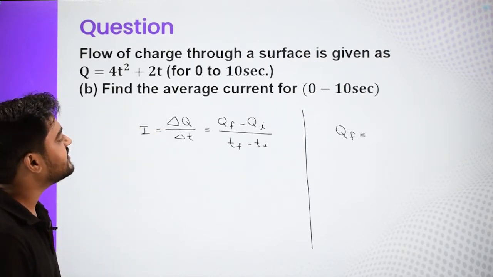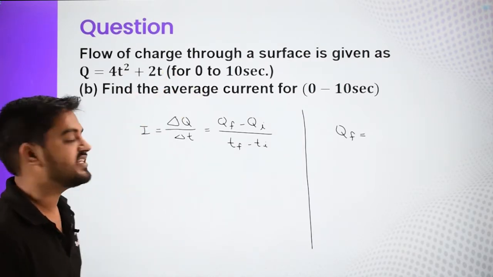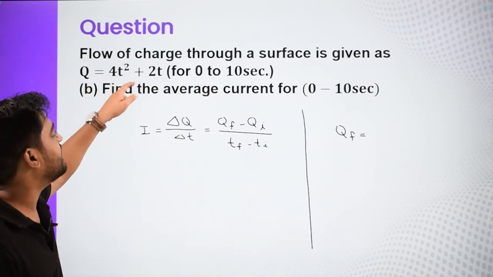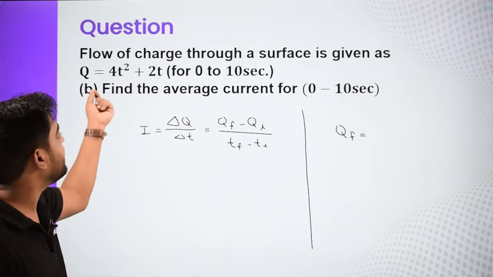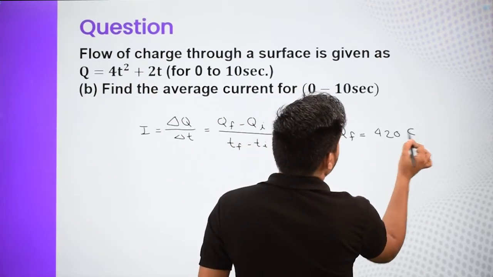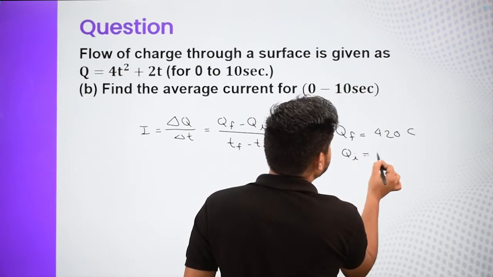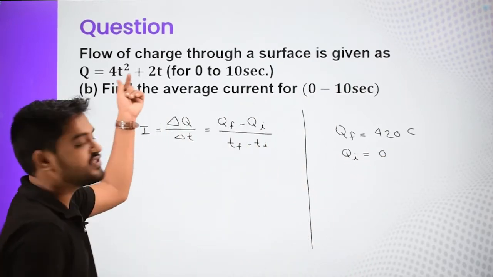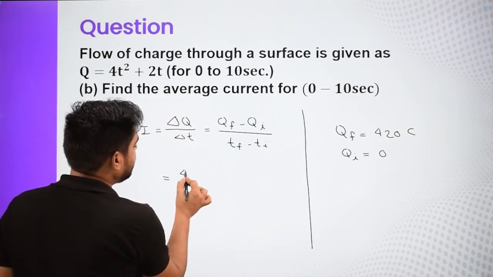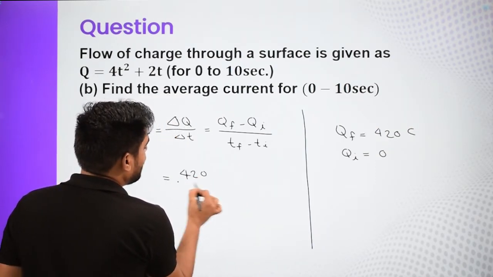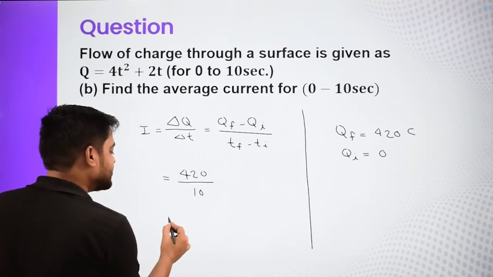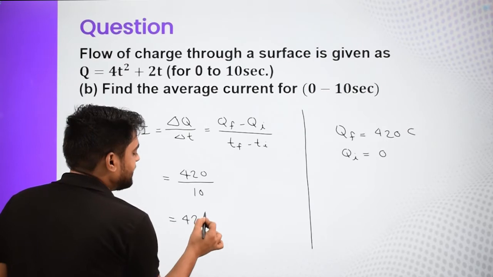This is the charge through a surface, right? If you put the value of 10 over here, 10 square is 100, times 4 is 400, and this is 10 into 2, so 20, giving 420. So the total charge flowing is 420 coulomb. And q initial, if you put t is equal to 0, is 0 plus 0, which is 0 only. So this is 420 minus 0, that is 420 over 10 minus 0, the duration is 10 seconds. And eventually we are getting 42 ampere again.